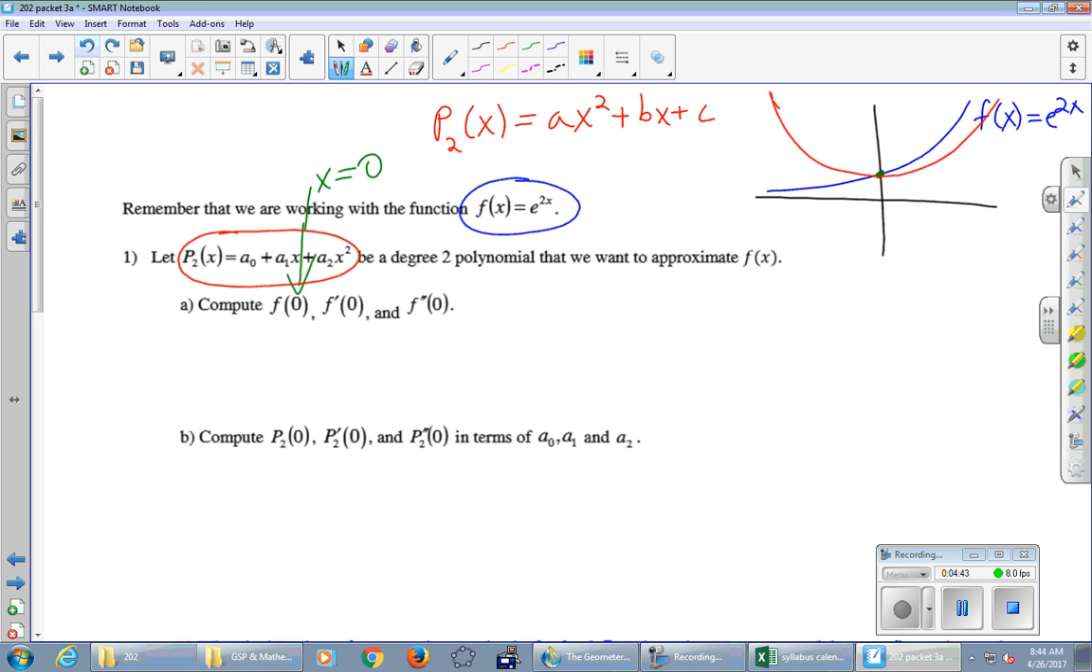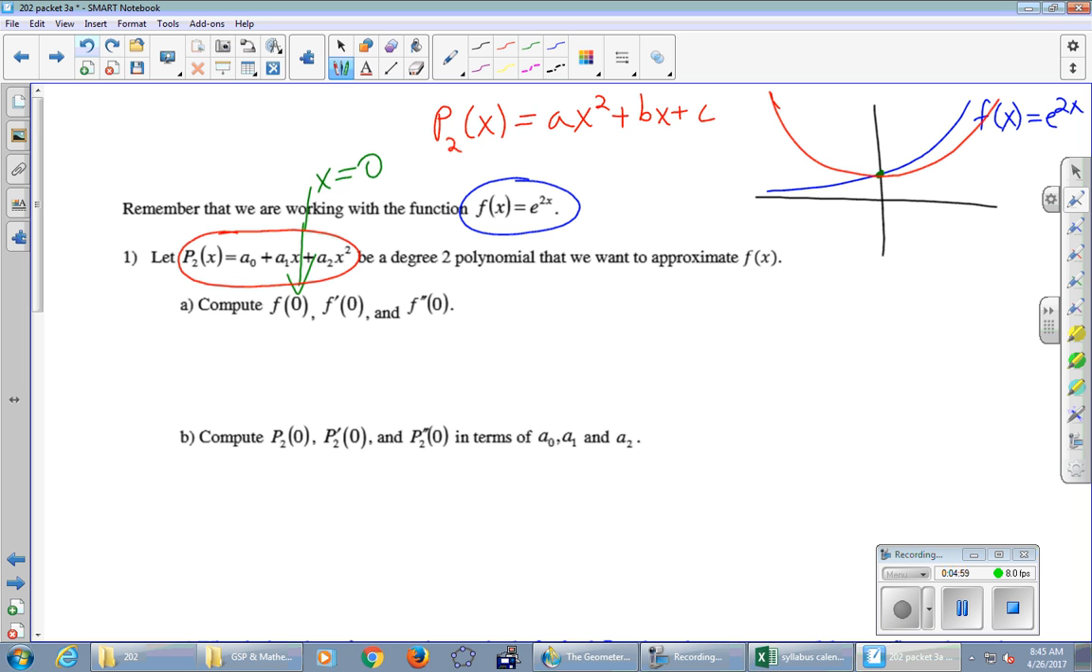Separately, we're going to find p2 of 0. That's the generic parabola here. We're going to find p2 prime of 0 and p2 double prime of 0. And once we've got those 6 numbers, these ones are going to have A0s, A1s, and A2s in them. We're going to match them up.